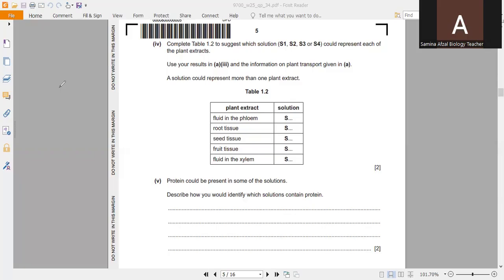Now the next is, protein could be present in some of the solutions. Describe how you would identify which solution contains proteins.